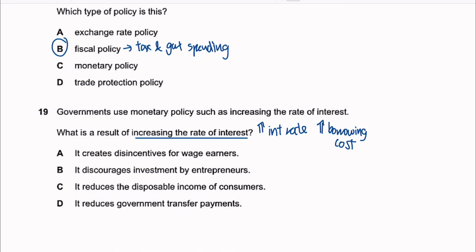Because the firm, for example, borrows 100,000 of loan and they need to repay, last time they needed to repay 5%. But due to the interest rate increase, now they need to repay 8%. This actually increases their borrowing costs, and then this will discourage investment. Okay, so B is the correct answer.